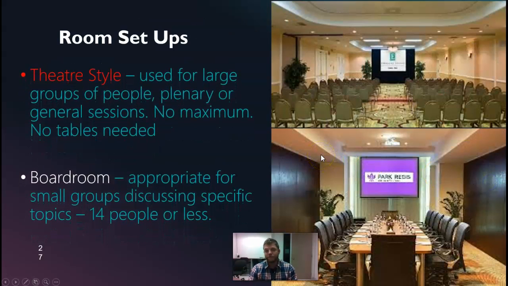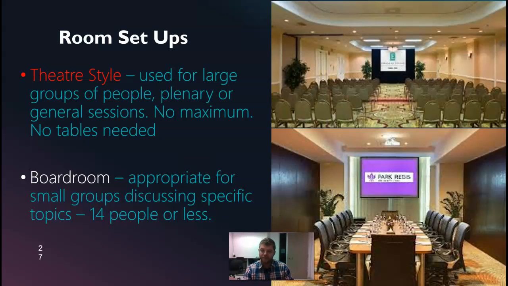Then there's theater style. If you have more than 60 people, remove the tables, get more of a podium setup with microphones so it's easy to talk over top of people. And this is usually what we use for those plenary or general sessions. There's no tables needed and there's no maximum. The maximum is the amount of chairs that you can fit in the room. No work or conversation between people will really happen.